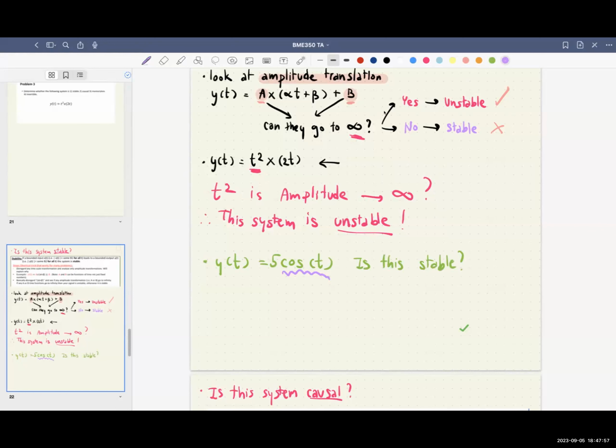Wait, in the chat. I see the chat. I think Benjamin was saying something. I think he said that he thinks it is stable, right? Yes, it is stable. Thank you. The reason that this is stable is because we know that this is cos t, right? And this is sine t, cos t. The value is going to be bounded between 1 and -1. Therefore, we know for sure that the system is bounded, and it's not going to approach infinity. Therefore, yes, this system is stable.